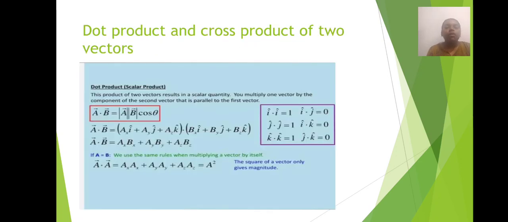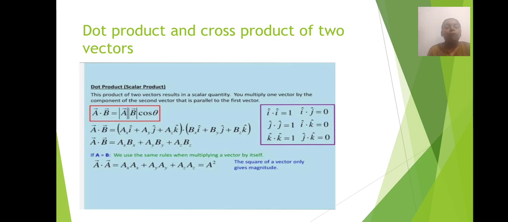The dot product and cross product: here is a small example for the dot product of a vector. Vector a is given as ax i cap plus ay j cap plus az k cap, and it is being multiplied with the vector b, that is bx i cap plus by j cap plus bz k cap. We'll be getting the dot product as ax bx plus ay by plus az bz.